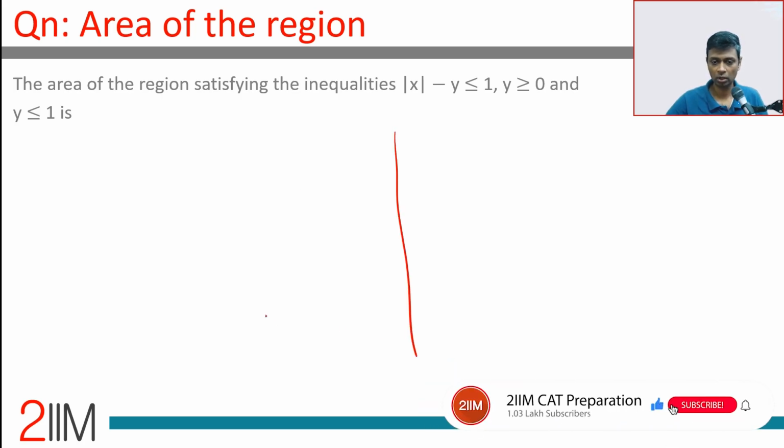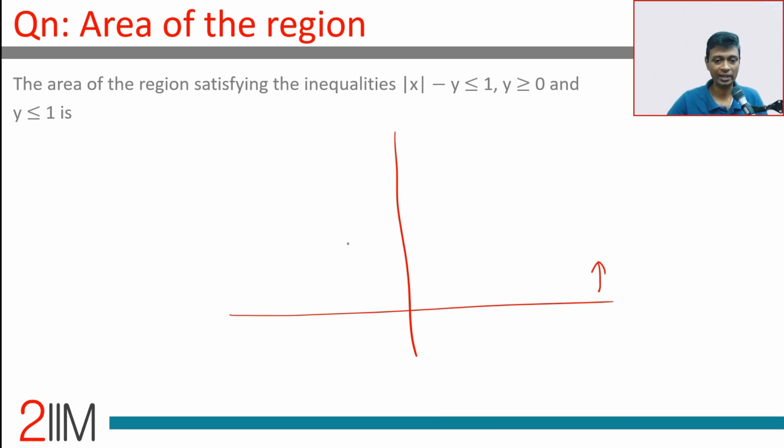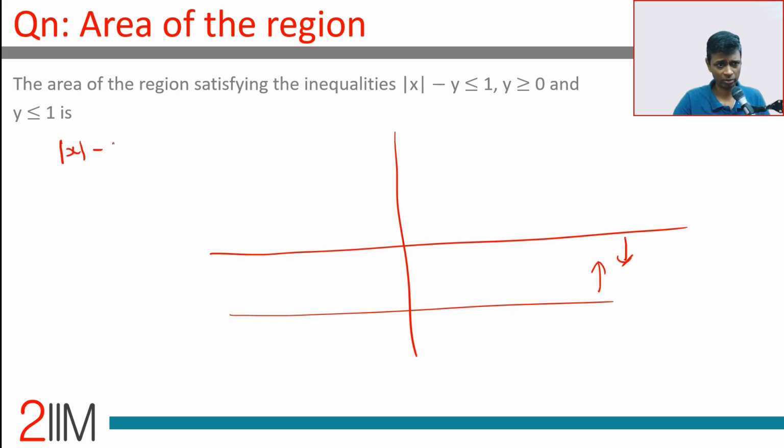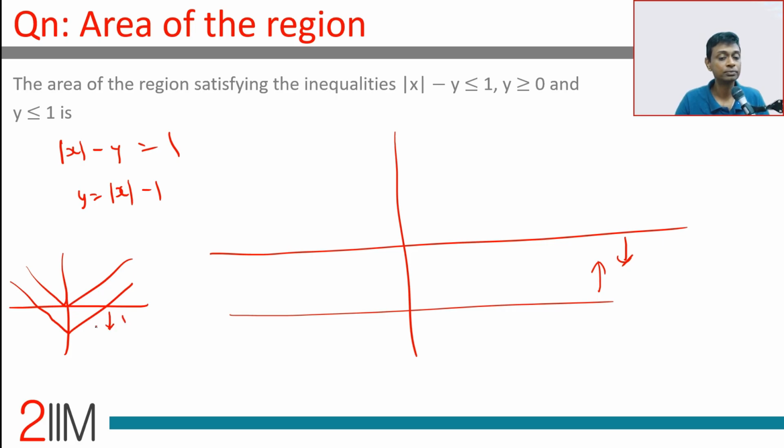Let's draw this one. y greater than or equal to 0 is this. y less than or equal to 1, y equal to 1 is this region. We're talking about this band. |x| − y less than or equal to 1. Okay, |x| − y equal to 1, or y equals |x| − 1. Now, y equal to |x| is a curve like this. |x| − 1 will be a curve like this. Shift it down by 1.